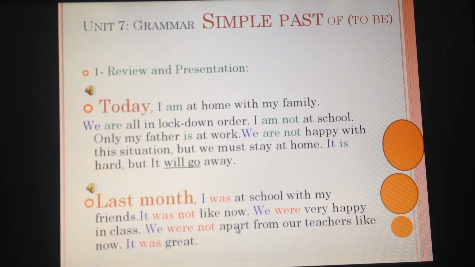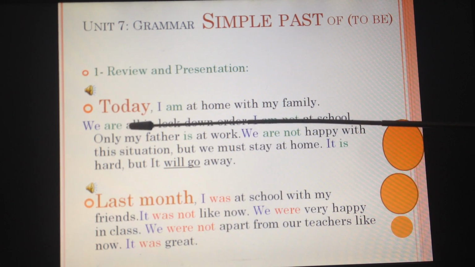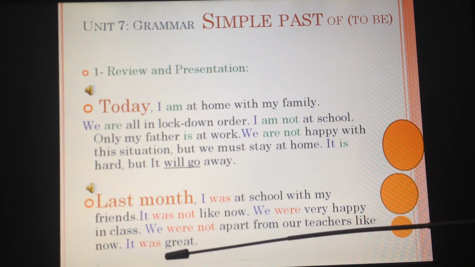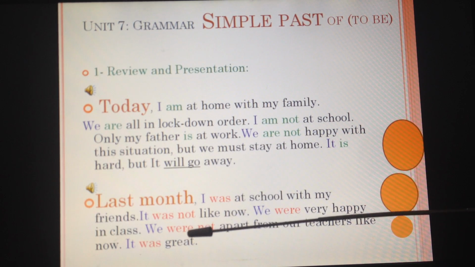Last month I was at school with my friends. It was not like now. We were very happy in class. We were not apart from our teachers like now. It was great. Notice the difference. I am, I was. We are not, we were not. We are, we were. It is, it was. It is not, it was not.